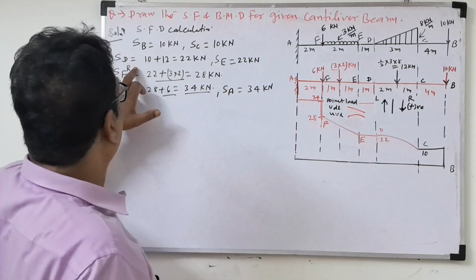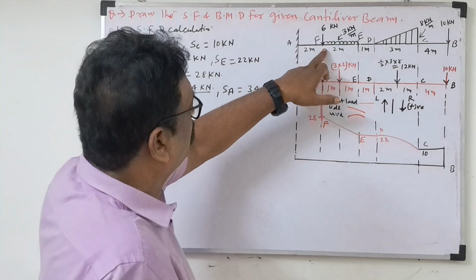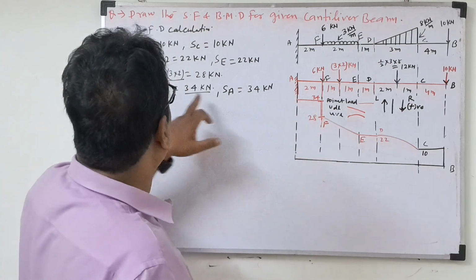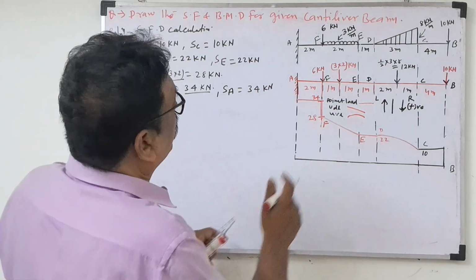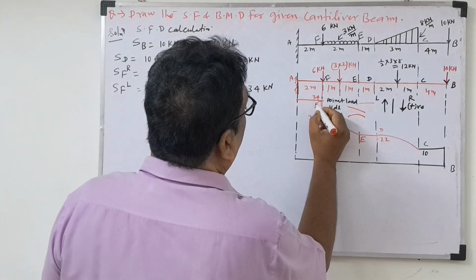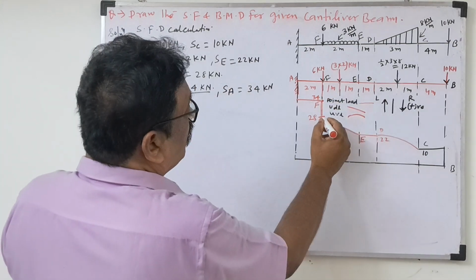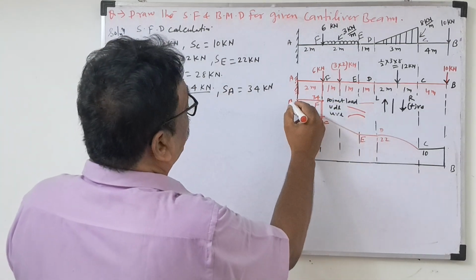See F R, that means just before this point. Now here a sudden change will be there. Why? Because the point load will be there. So 34, this point will be F. Here also this point will be F, but considering the point load here. Here only UDL. Now this is point A.